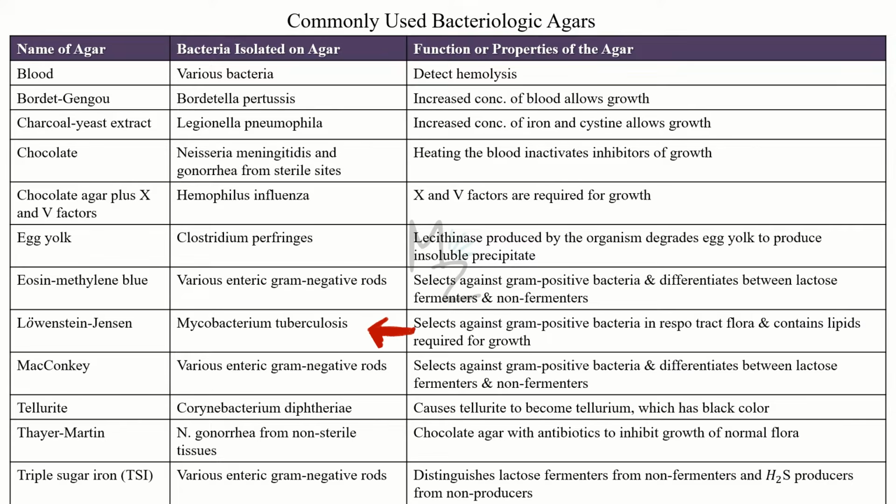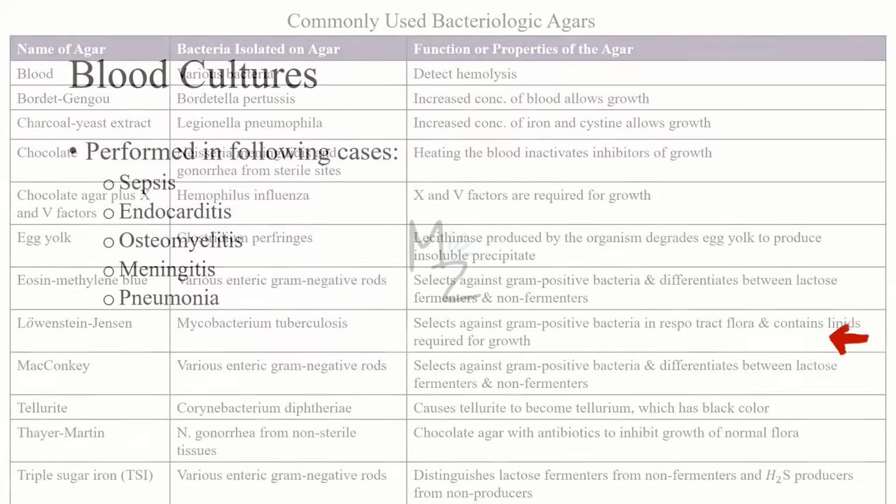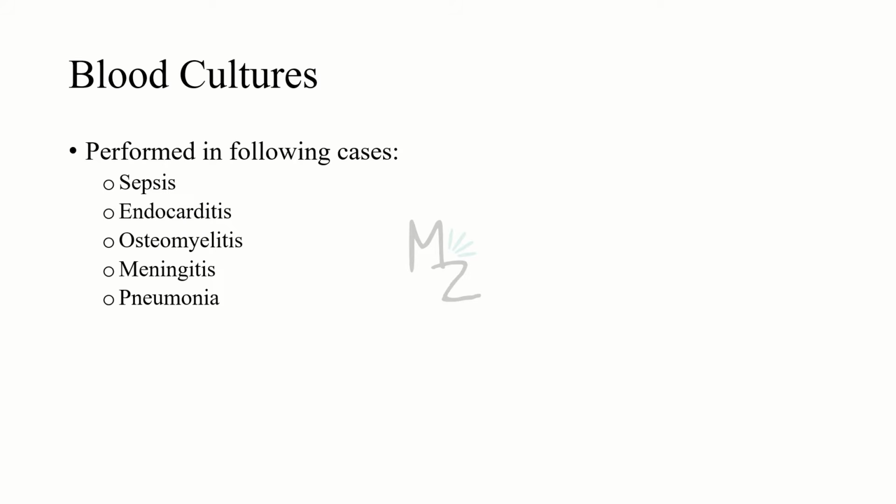The Mycobacterium tuberculosis is isolated on that agar. It selects against gram-positive bacteria in respiratory tract flora and contains lipids required for growth. Let's start talking about the cultures. The first one is blood cultures.